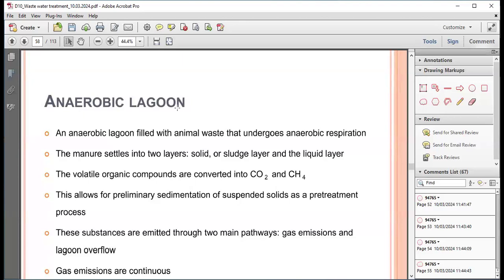Normally we use this for the LPG gas in our cooking room, right? Normally you know CH4 is used in LPG gas. Right, CO2. This allows preliminary sedimentation of suspended solids as a pre-treatment process.